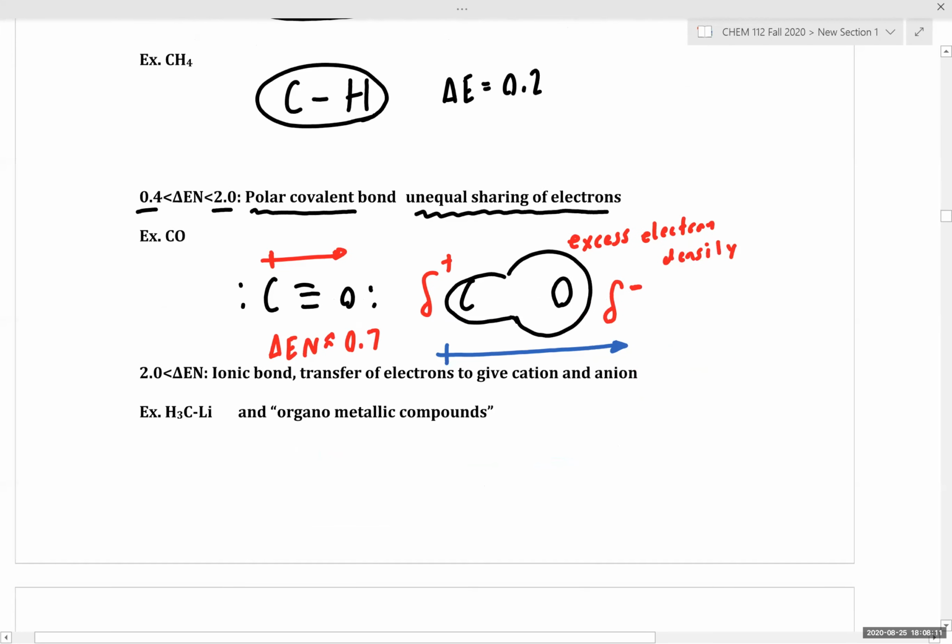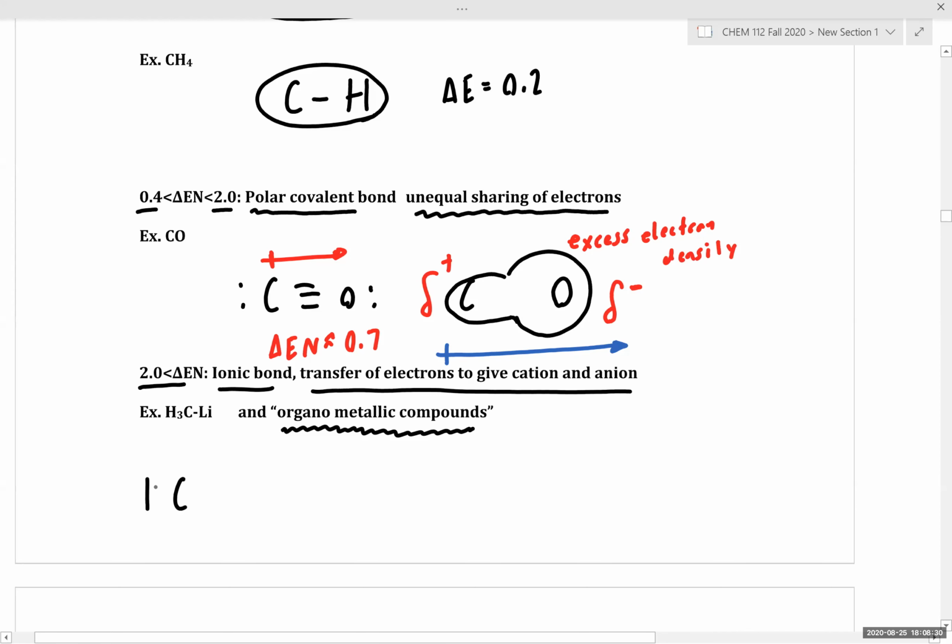So, continuing on, if our difference in electronegativity is greater than 2.0, we have what's known as an ionic bond, which entails the transfer of electrons to give a cation and anion. We commonly see this with organometallic compounds.